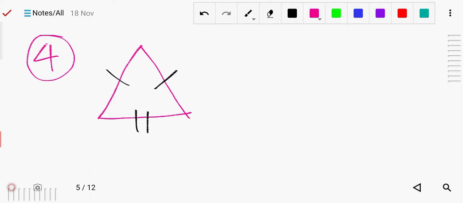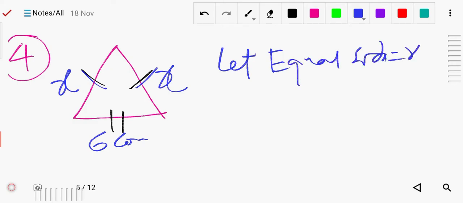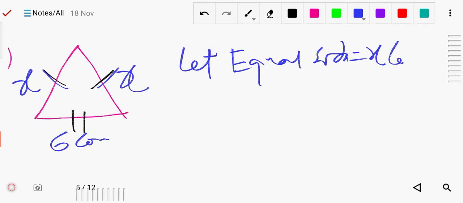Unequal side means this side, suppose this side is given, unequal side 6 centimeter, and these two equal sides are not given. We will assume that this is x. So you can write: let equal sides equal x centimeter, because if this is x then this will also be x, because two sides are equal in an isosceles triangle.